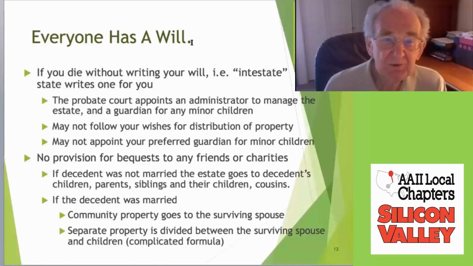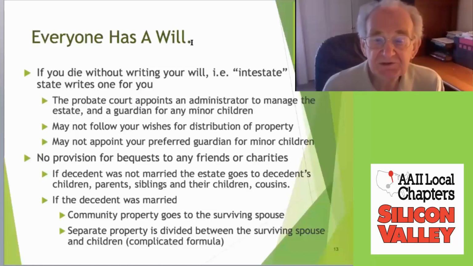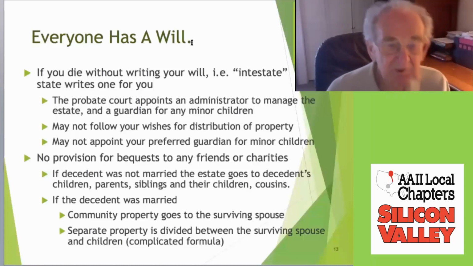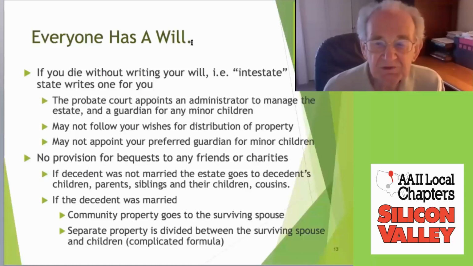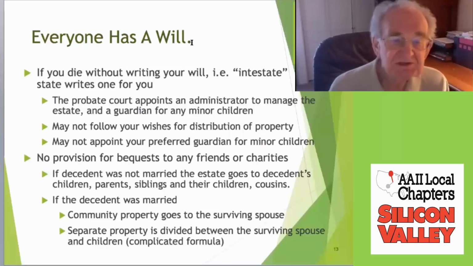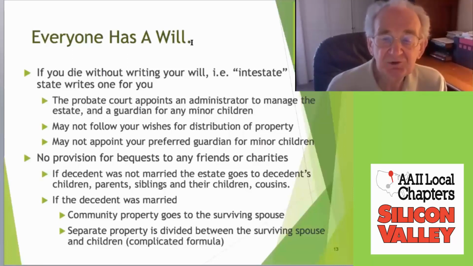The other issue with a will written by the state is that there is no provision for bequest to any friends or charities. The only people that the state is going to consider are basically relatives, either through marriage or through blood. So if a decedent is not married at the time of death, the state will list the heirs in descending order. It will be any children of the deceased, any parents, siblings, and their children, then cousins, second, third cousins, and so on down the list. But nowhere on there will there be anybody other than relatives.